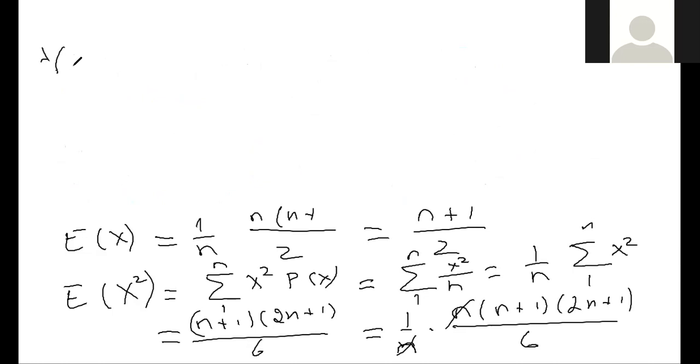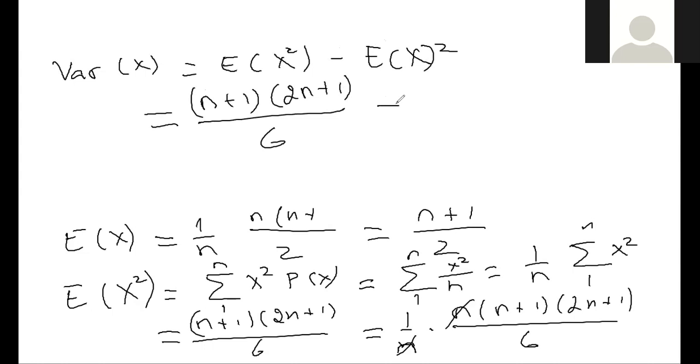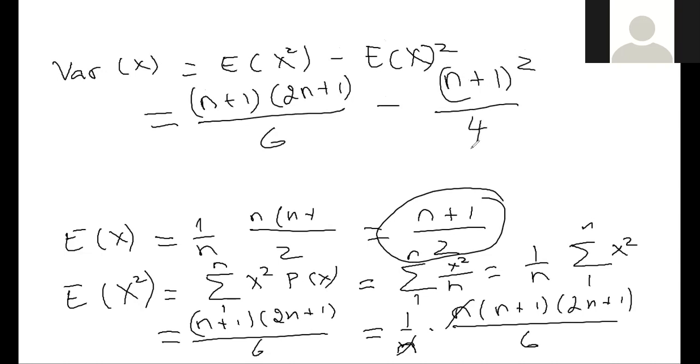So the variance of x is E(x squared) minus (E(x)) squared. And E(x squared) is (n plus 1) times (2n plus 1) divided by 6. Minus, remember E(x) is (n plus 1) over 2, so its square is (n plus 1) squared over 4.